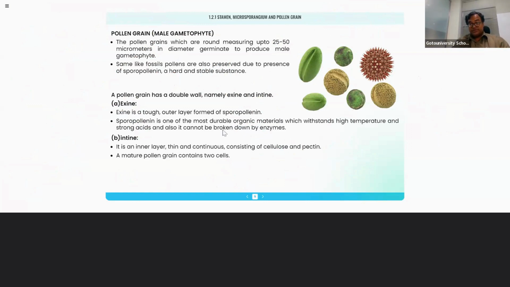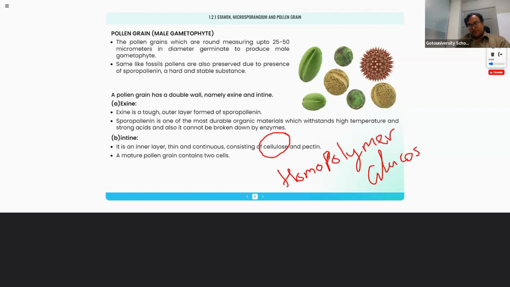Like this, they will ask twisted questions. The intine is made up of cellulose and pectin. We know very well that cellulose is a polysaccharide, that too a homopolysaccharide. Cellulose is a single chain molecule made up of many glucose units. So what is the formula of cellulose? It is (C6H12O6) to the power of n.